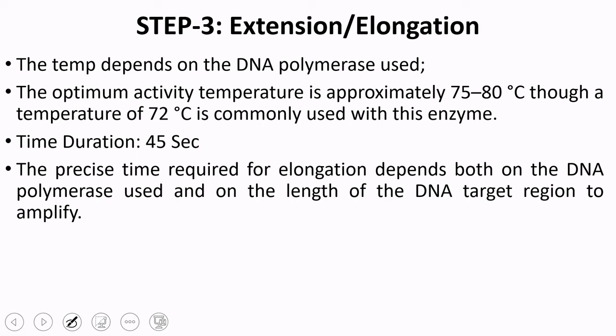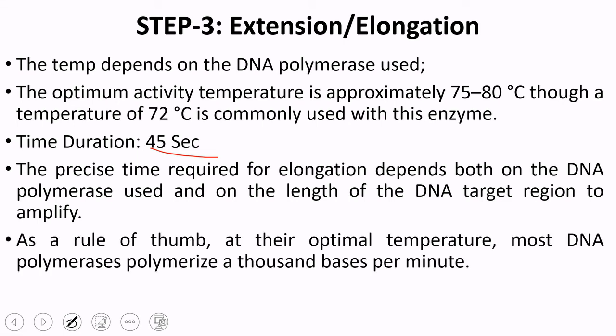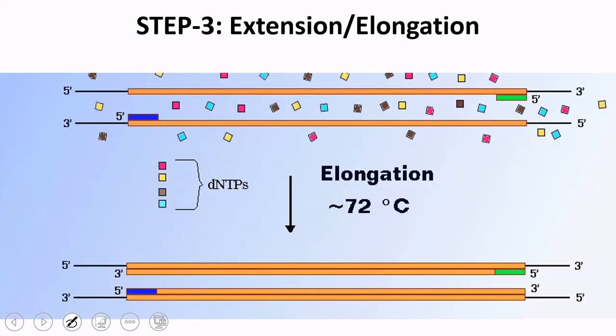If the DNA polymerase processivity is very fast, it will take less time. If processivity is slow, it will take more time. And if the DNA target you have selected is very long, it also needs a little more time to elongate. So this 45 seconds can vary depending on the speed of the DNA polymerase, its processivity or fidelity, plus the length of the DNA target to be elongated. As a thumb rule, at optimum temperature most DNA polymerases add roughly 1000 base pairs per minute. So according to that, we can calculate it.